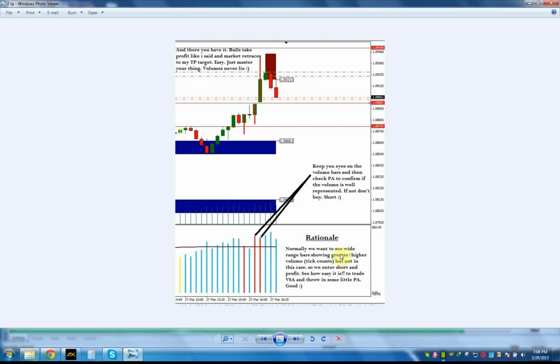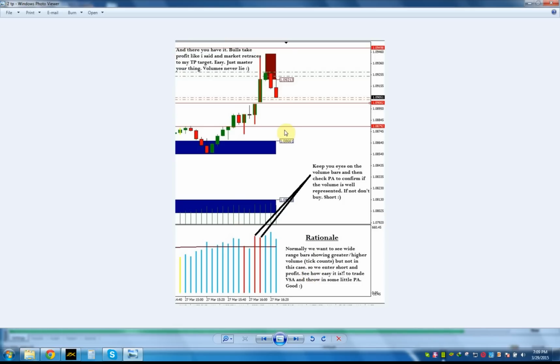Normally we want to see wider range bars showing greater or higher volume. And when I say volume, it's not any volume. You're talking about tick counts that vary from broker to broker. But it's not the case here. So we enter with a sell here, and we profit from this nice easy trade. So there we have it.